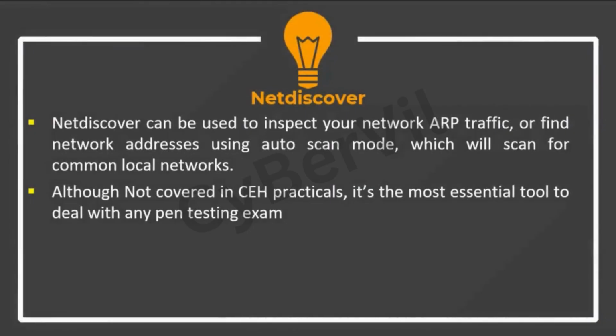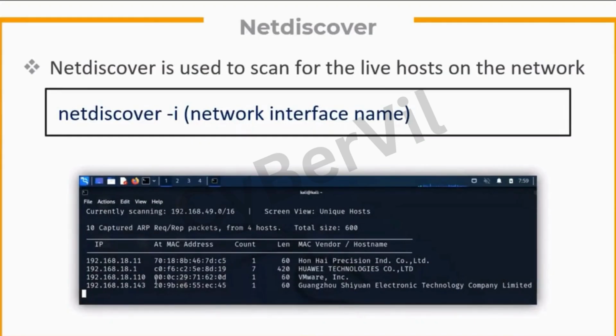So the first tool is NetDiscover. NetDiscover can be used to inspect your network ARP traffic or find network addresses using auto-scan mode, which will scan for common local networks. Although not covered in the CEH practical, it's the most essential tool to date with any pen testing exam. You can use NetDiscover to scan for live hosts on the network with a given command. Just use the command netdiscover -i and specify your interface.